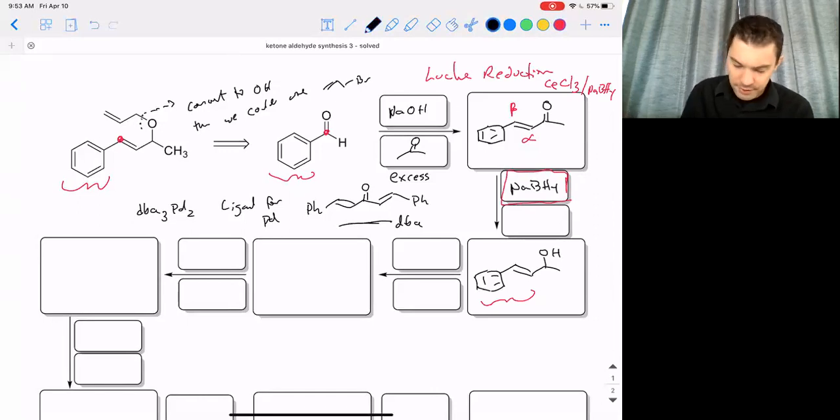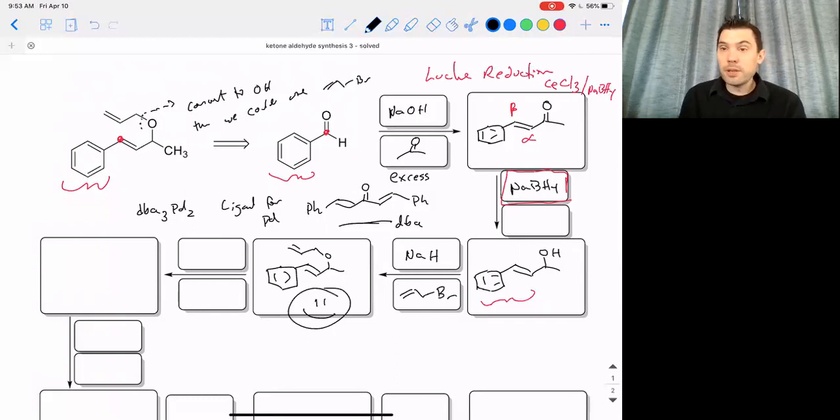So then the last step here would be a Williamson ether synthesis, and we like NaH for our really strong base for that, and then we can use that allyl bromide for the ether formation, and that would get us to our overall product. So, and then we're done.